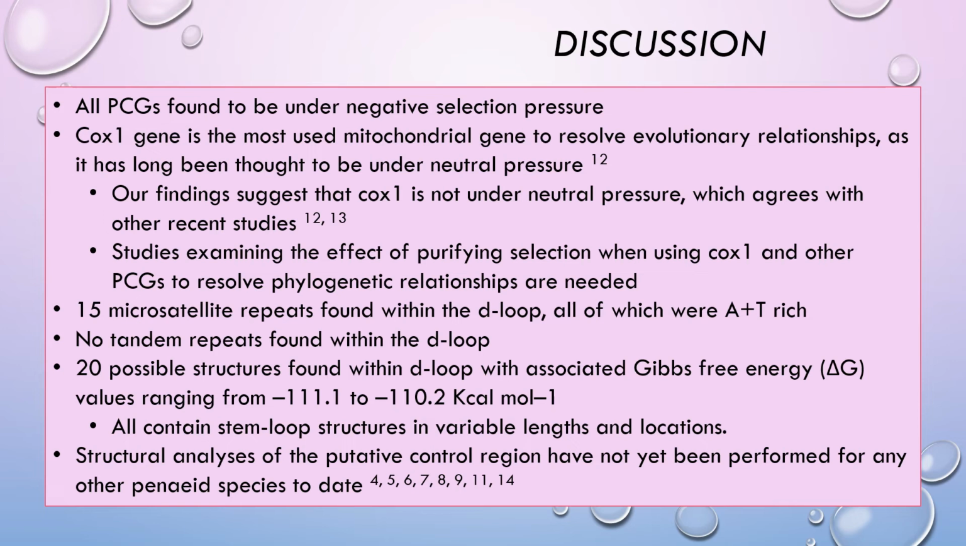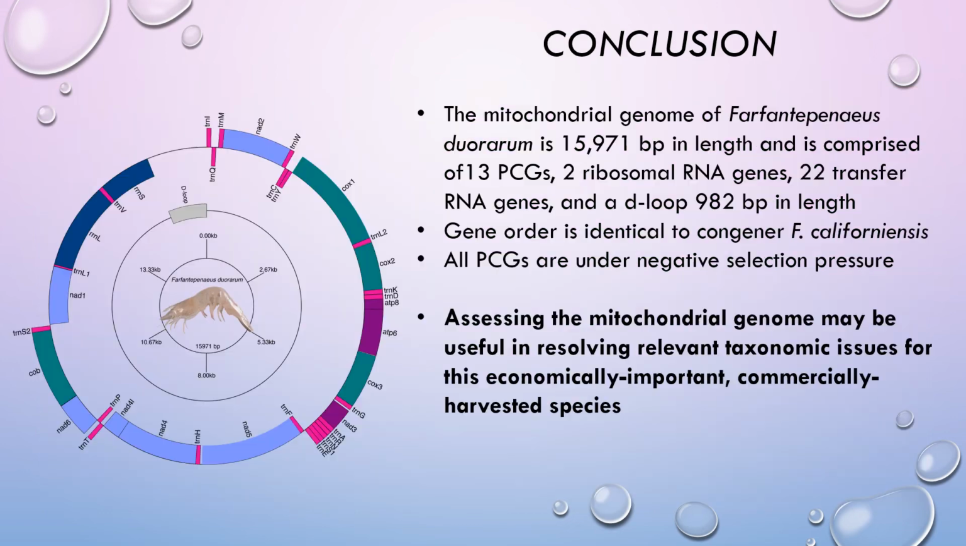Within the D loop, 15 AT-rich microsatellite repeats were found, 0 tandem repeats were found, and 20 possible stem loop structures were found in variable lengths and location. This is the first time the control region has been examined for secondary structures for any species within the Penaeidae. In conclusion, the mitochondrial genome of Farfantepenaeus duorarum is 15,971 base pairs in length and is comprised of 13 protein-coding genes, 2 ribosomal RNA genes, 22 transfer RNA genes, and a D loop 982 base pairs in length.